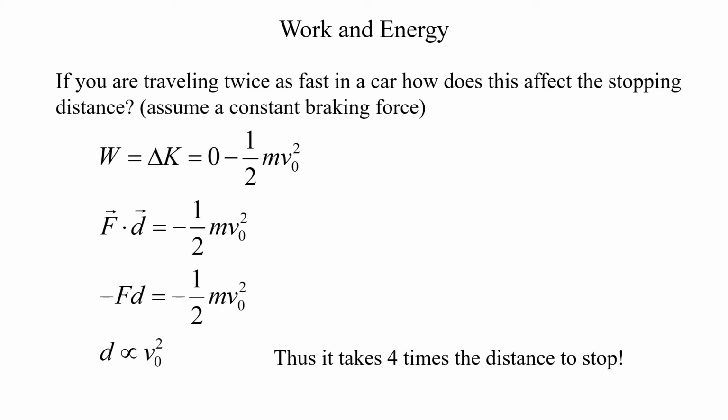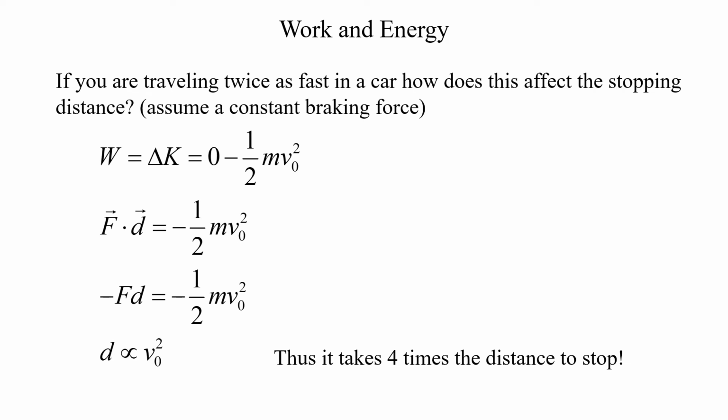If the force and distance are parallel to each other, we just get F dot D. Since the force is opposite the direction of the motion, we get the negative when we do the dot product. So minus F times D equals minus 1/2 mv naught squared. And we see then that the distance is proportional to the square of our speed. So it takes 4 times the distance to stop. So when you drive twice as fast, it's going to take 4 times the distance to stop your car.